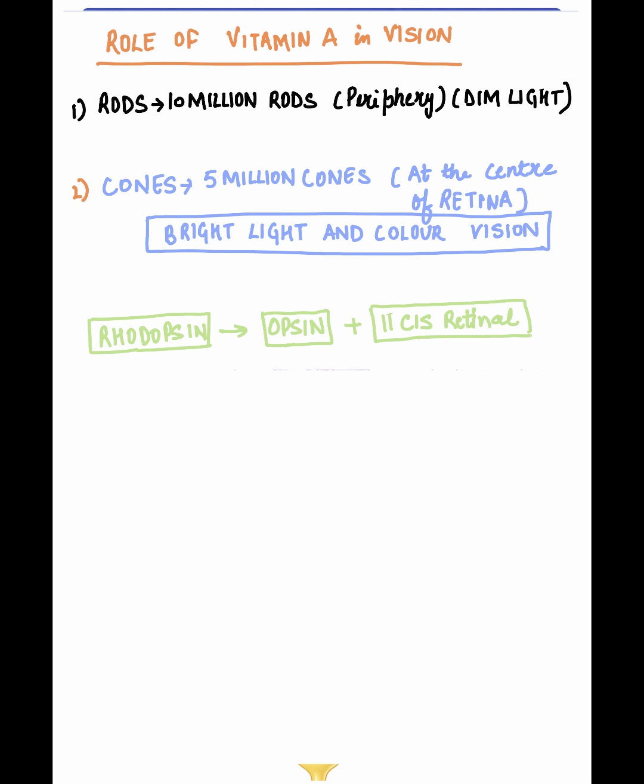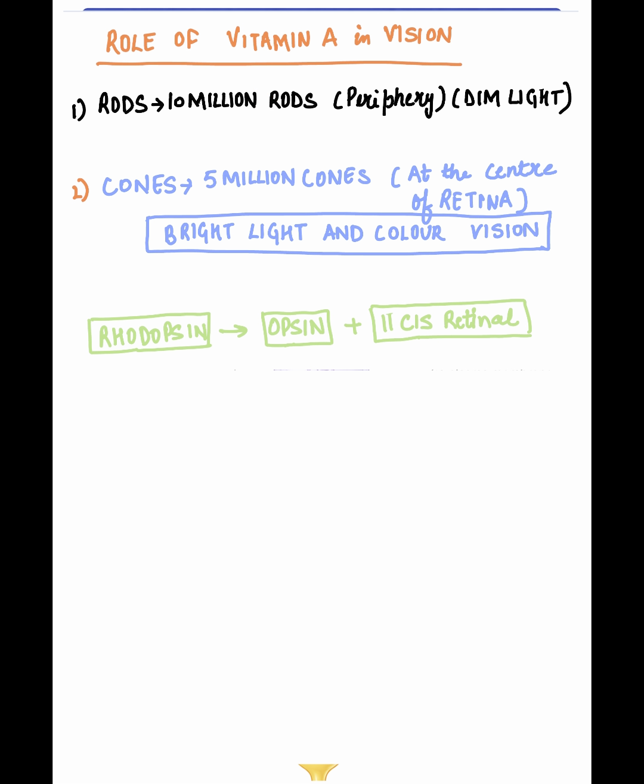The retina of the eye possesses two types of cells. Rods, these are basically required for dim light, and they are mainly in the periphery, and there are about 10 million rods. And cones, these are 5 million cones, and these are at the center of the retina, and they are for bright light and color vision.